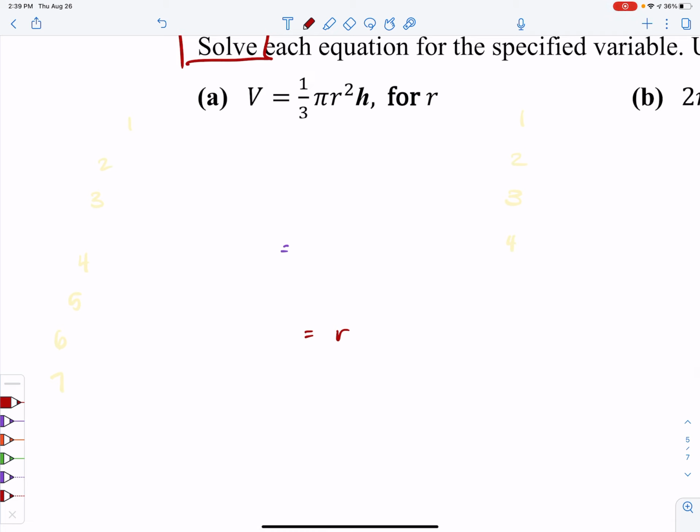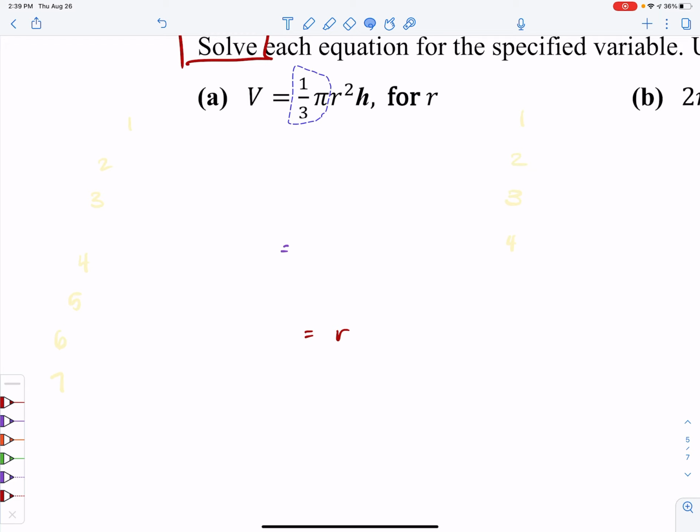So ask yourself, what's happening to the r right at this moment? Well, hopefully you answered that my r is being squared. And then I would ask next, well, after your r gets squared, what's happening next? And I'm hoping that you would answer it's being multiplied. It's being multiplied by an h, it's being multiplied by a pi, and it's being multiplied by a 1/3.